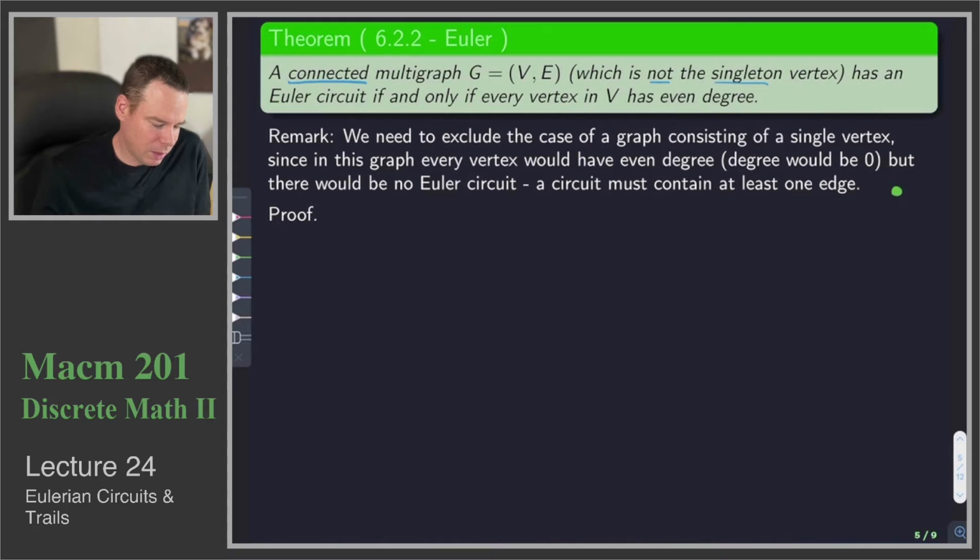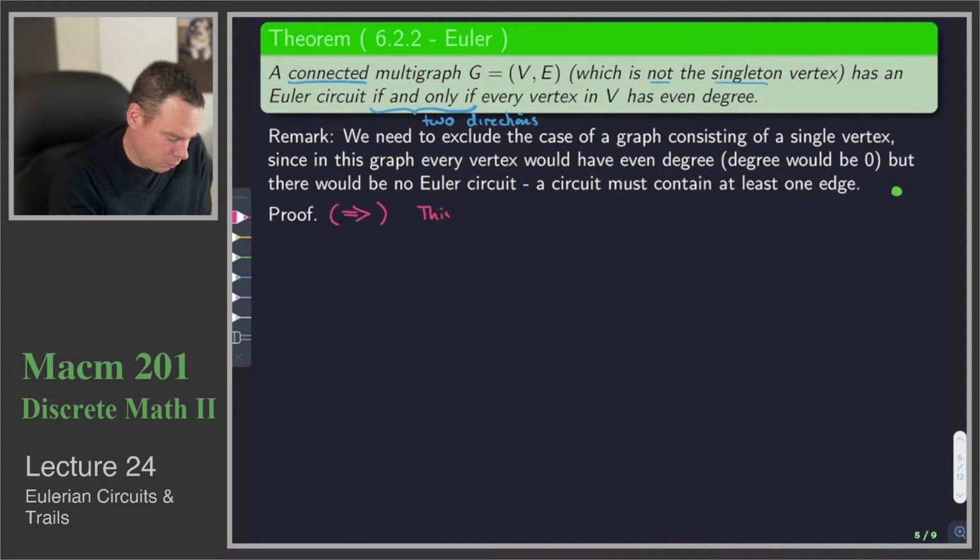So I've got a connected multigraph. It's not the singleton vertex. And so from that, I have that it has an Euler circuit if and only if every vertex has even degree. That's what we want to prove. So let's go ahead and prove this. Because there's an if and only if in the theorem, there's two directions we have to prove. So I'll write down the first direction. That's this implication. If it has an Euler circuit, then every vertex has even degree.